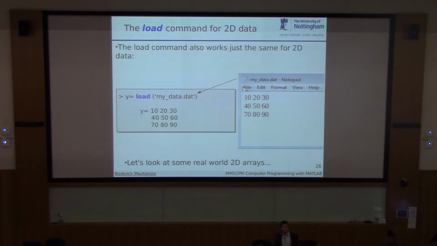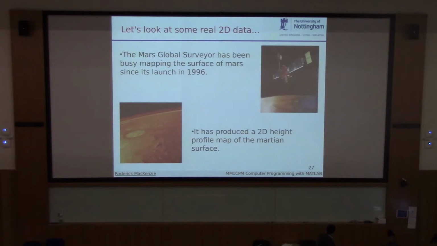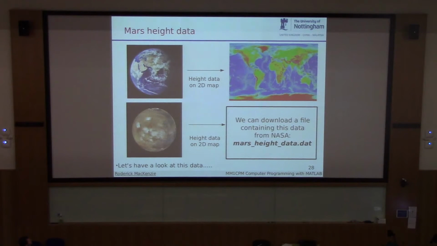So let's look at some real 2D arrays. This is where it gets quite interesting. There's been this satellite called the Mars Global Surveyor, and I think it's a NASA one, or it might be NASA joint ESA, not sure. It's been surveying the surface of Mars since 1996. It's literally been flying around Mars, mapping it. So we've got a very, very detailed map of Mars now. And we know how high all the mountains are, how deep all the valleys are. So now we know where to land spaceships, which is very handy. And it's produced a very detailed map of the Martian surface, which you can download from NASA.